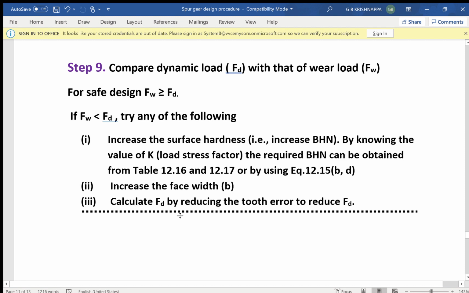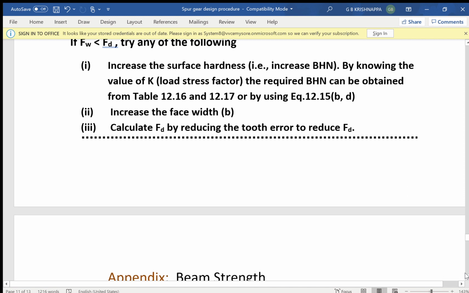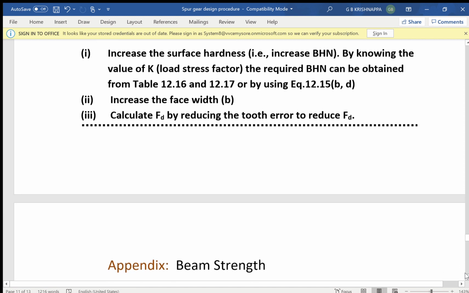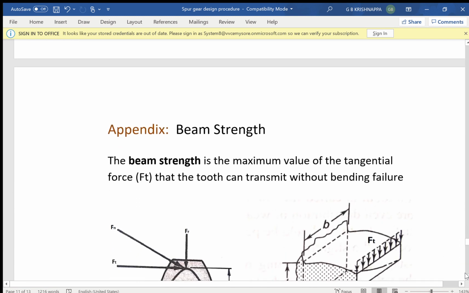Or calculate the dynamic load by reducing the tooth error to reduce FD. If tooth error is reduced, FD also reduces the dynamic load. So when the dynamic load reduces, obviously Fw is greater than the dynamic load. So let us understand the beam strength. If you don't want to, you can stop there itself.